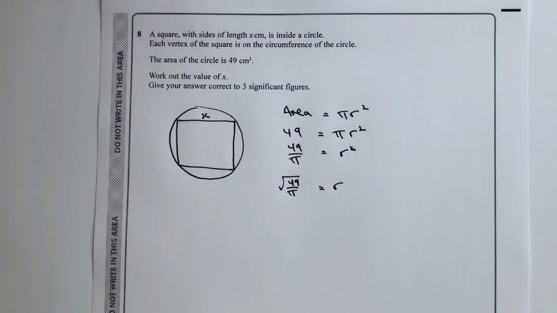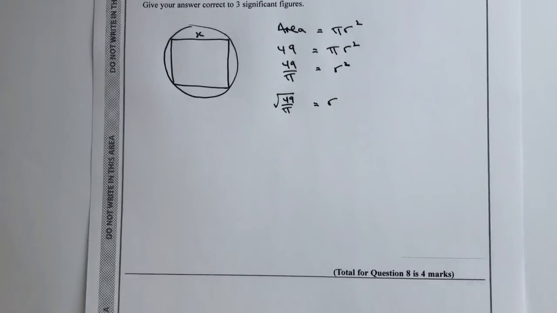Now at this point you could pick up your calculator and work that out as a number if you wanted to, but sometimes it's easier to leave it in what they call surd form, and it's just a bit neater when you're actually writing it out. So let's see what we've got now.